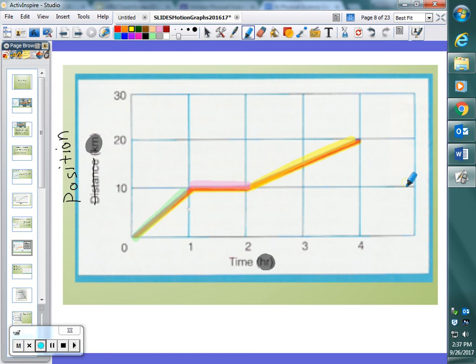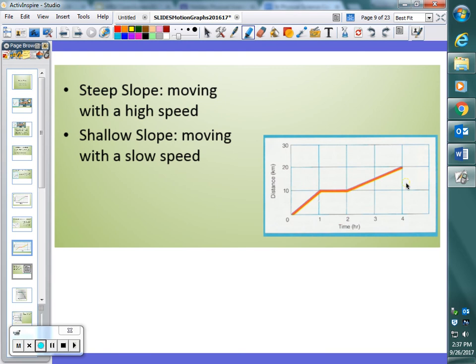Okay. All right, good there? Okay with that? All right, so on this graph, two things. If we have a steep slope, an object is moving with a high speed. If we have a shallow slope, it's moving with a slower speed. Notice that I used speed here, right? Not velocity. Why?